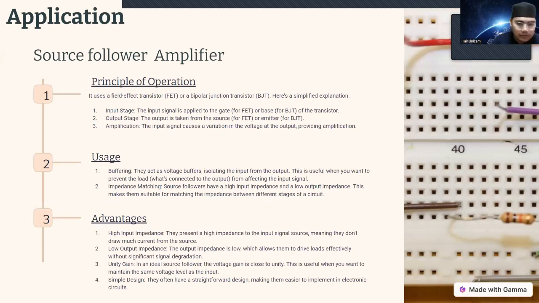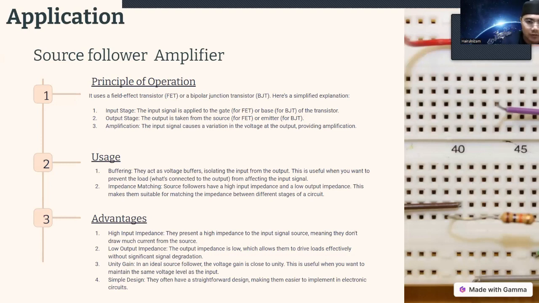Okay, thank you. So this will be about our chosen application, which is the source follower amplifier. For this, we have three things we need to understand. The first one is the principle of operation. For this principle, it uses a field effect transistor or BJT, and we can simplify the principle of operation into three steps.